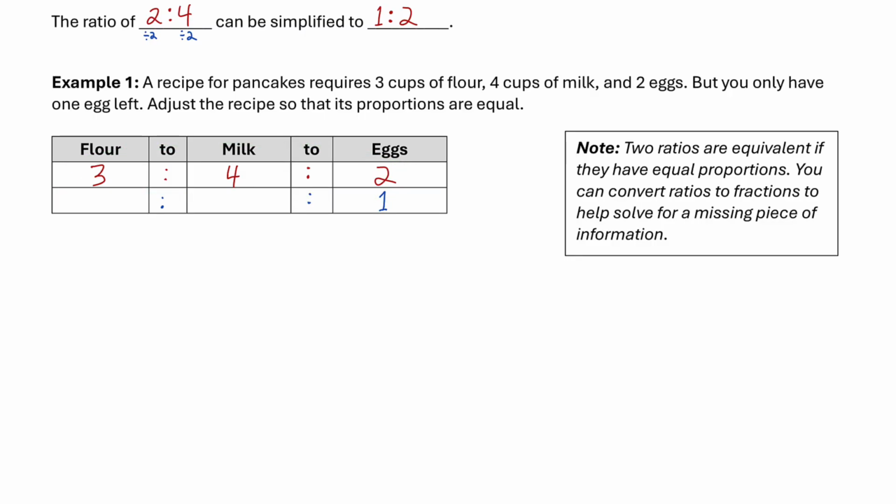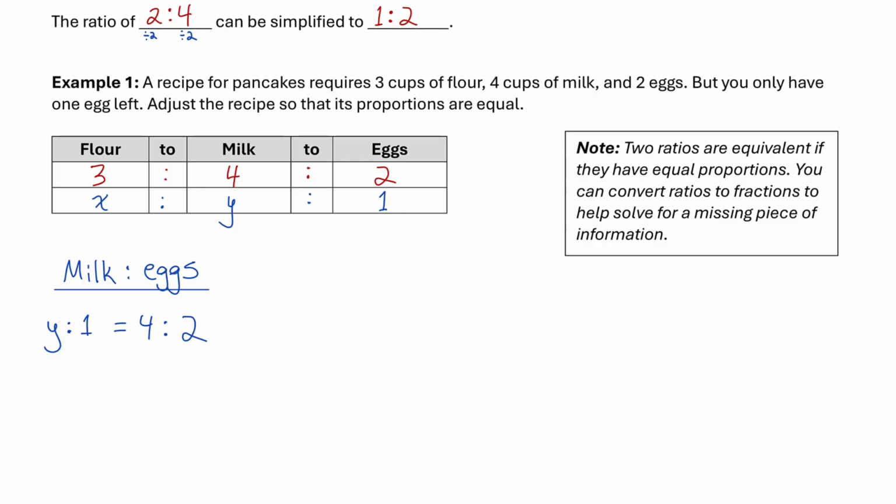So I'll put in variables for the amount of flour and the amount of milk. I'll call them x and y. And now we need to solve for those values of x and y. If I want to solve for the amount of milk in my adjusted recipe, well, I know the amount of milk to eggs, so y to 1, has to be equal to the ratio of the original recipe, which was 4 to 2.